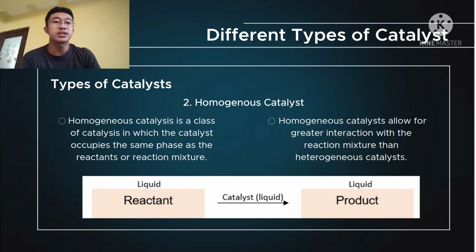Next is the homogeneous catalyst. Homogeneous catalysis is a type of catalysis in which the catalyst occupies the same phase as the reactants or reaction mixture. So, dito naman, kapag liquid yung reactants, yung gagamitin na catalyst is in the liquid form, tapos yung product or yung reaction mixture is liquid form din. So, lahat sila same phase. Homogeneous catalysts allow for greater interaction with the reaction mixture than heterogeneous catalysts.